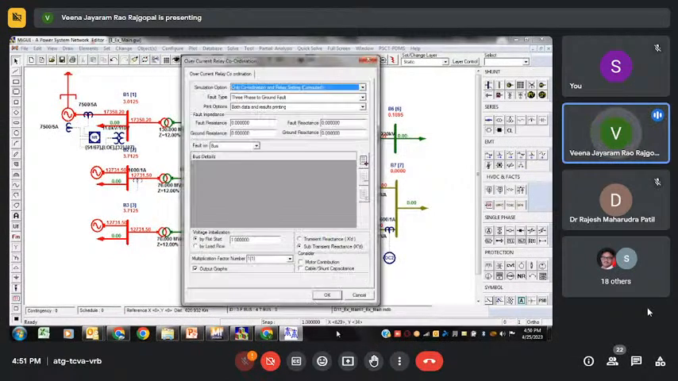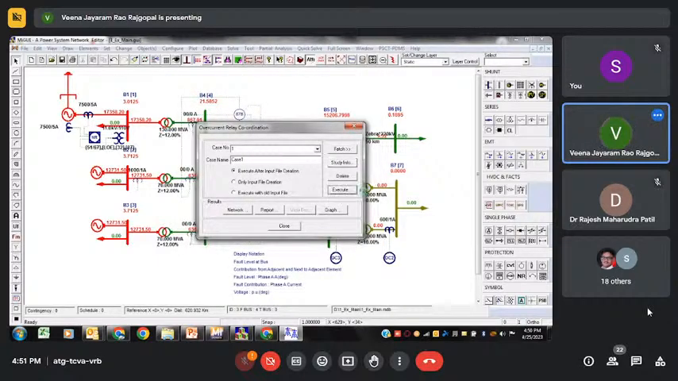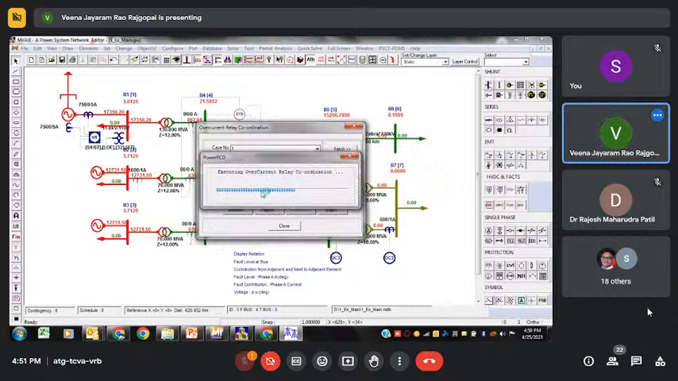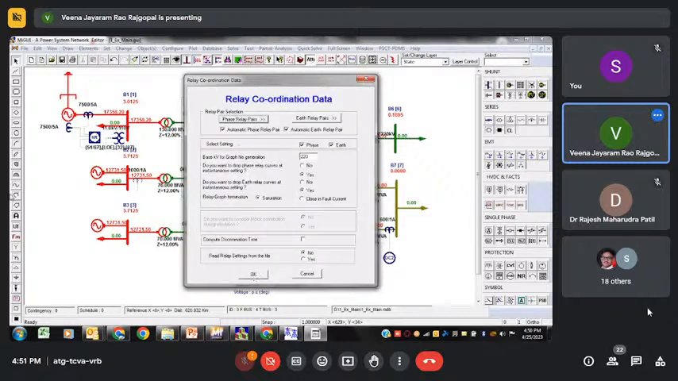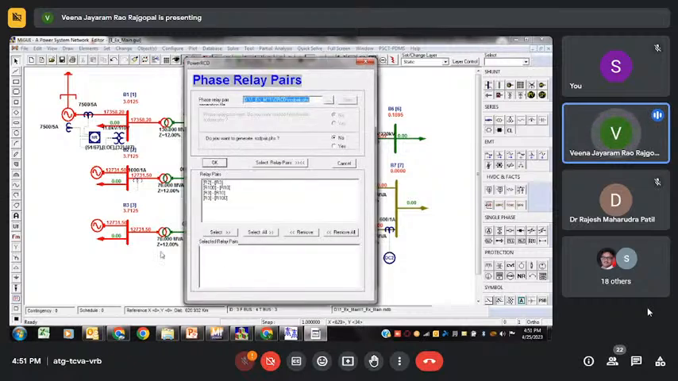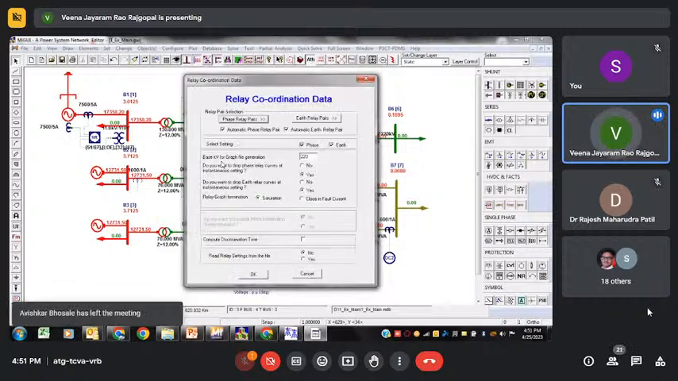So here in relay coordination, similar to the short circuit study, some selections will be there, whether you compute the settings or verify the settings, and then whether the output graphs have to be generated. Okay, so the relay coordination. Now I'm going to do phase relay pairs. These are all the relay pairs that are available here. So I'm going to use automatic generation of relay pairs.